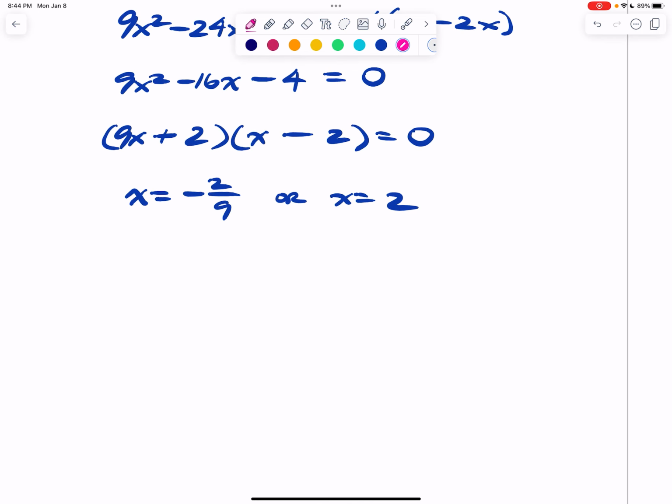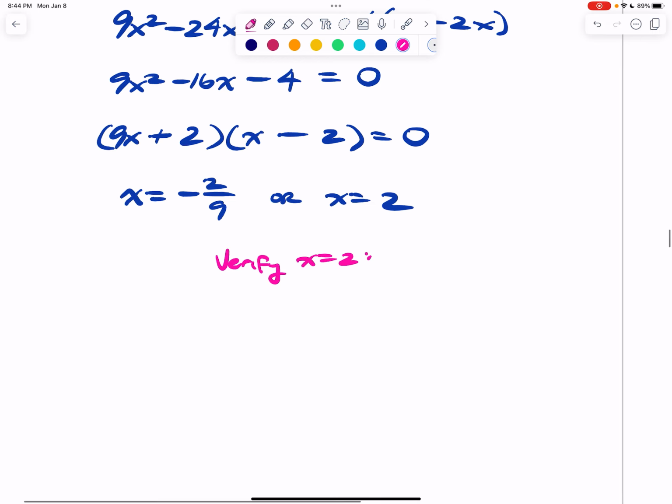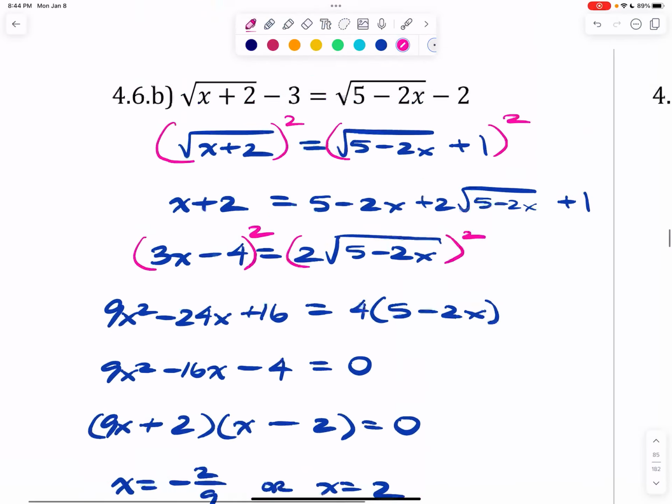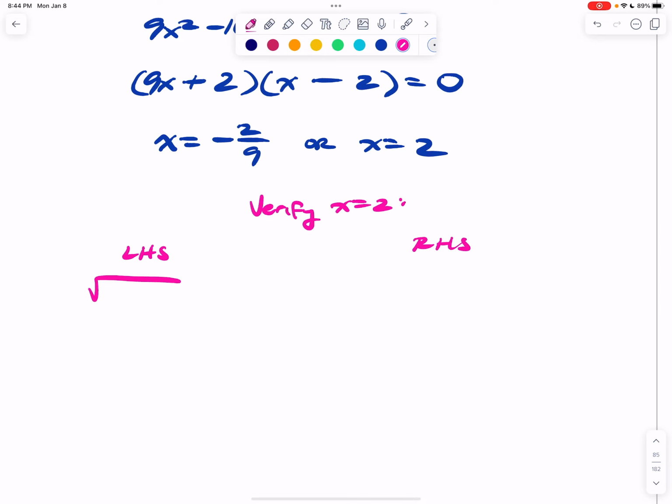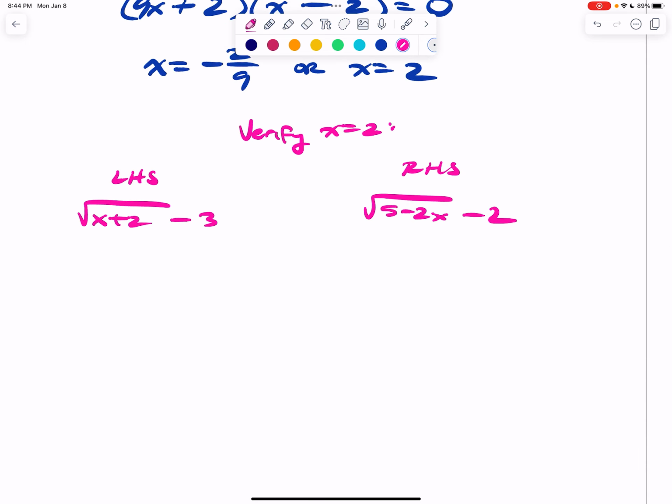So first thing, let's verify one of them. I might start with the easier one. Oops. Verify x equals 2. We'll check left side. We'll check right side. We'll see what we get. Right side was, oh, they were both gross. Okay, left side. Root of x minus 2 minus 3. And the right side was root of 5 minus 2x minus 2. I'm mostly certain of that. And we'll plug in x equals 2.